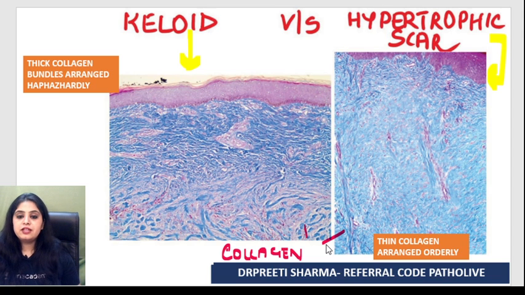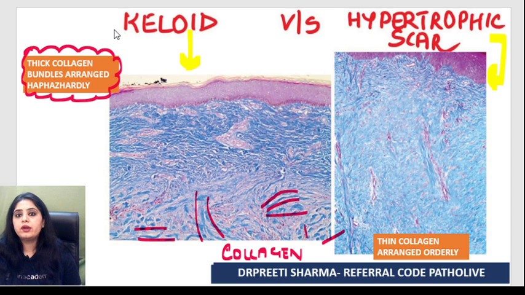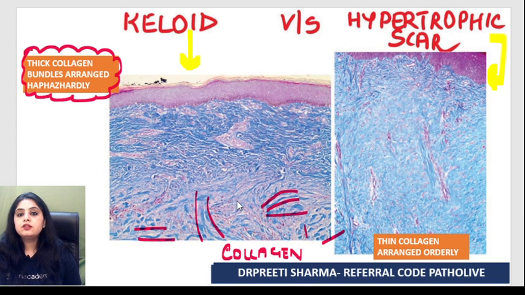Now the type of collagen, if you look carefully, over here the collagen is very thick bundles, and they are going in any direction. One is going vertical, one is going diagonal, one is going horizontal. So yes, multiple thick bundles which are going in any direction. That's a keloid. Clinically also, keloid can go anywhere, it can cross the margins. Microscopically also, the fibers can go anywhere haphazardly, they can cross any boundary.